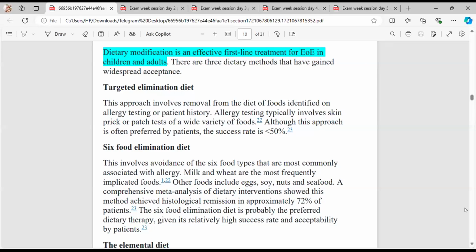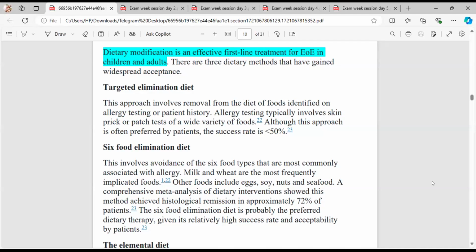So this is the first step. And if you diagnose that this patient has eosinophilic esophagitis, first you will do the PPI trial, and then you will do the endoscopy. If the symptoms are confirmed, the PPI trial fails, and in the endoscopy you see more than 15 eosinophils on biopsy, then you diagnose eosinophilic esophagitis. And then your next step will be a targeted elimination diet.